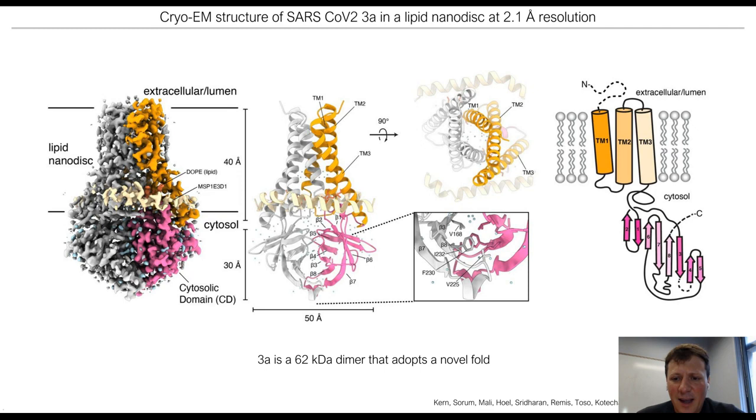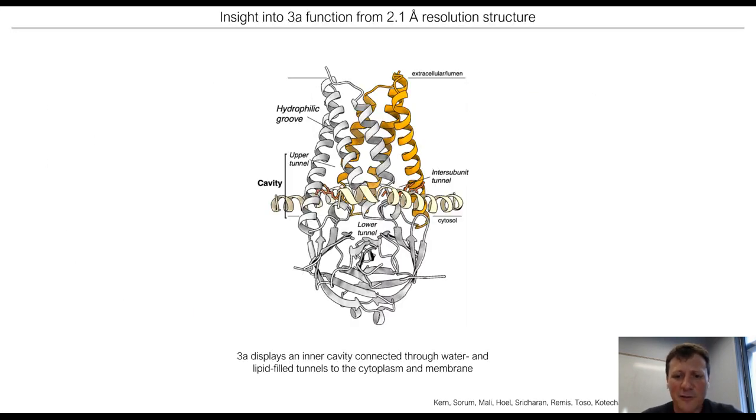So we see that 3A adopts a novel fold here with 3 transmembrane helices and a cytoplasmic beta sandwich domain that assemble tightly into a dimer. And as we were thinking about the putative function of this protein as an ion channel, we observe that 3A adopts a structure in which it has a large inner cavity that's polar, that's connected to the cytoplasm and the surrounding membrane through 3 pairs of water and lipid-filled tunnels. And I'll show you those in a little more detail here.